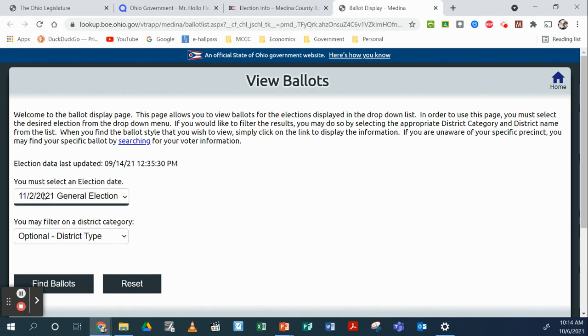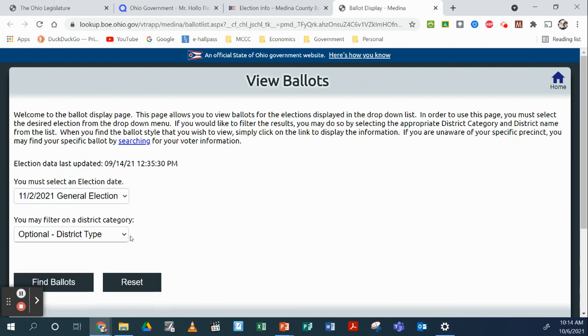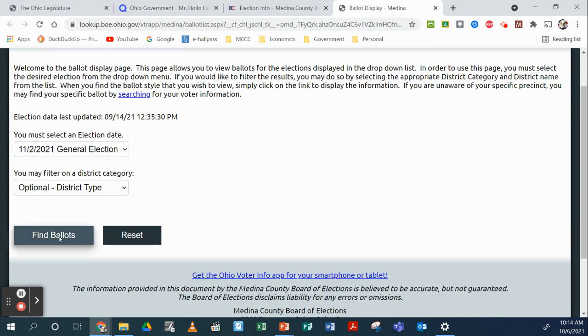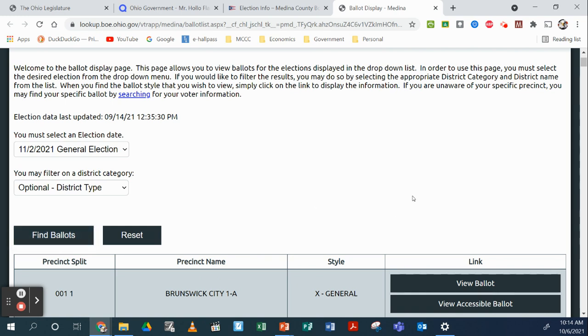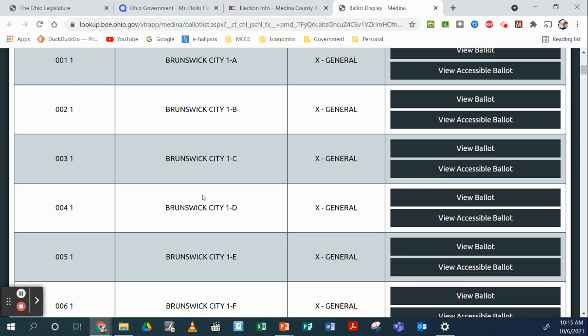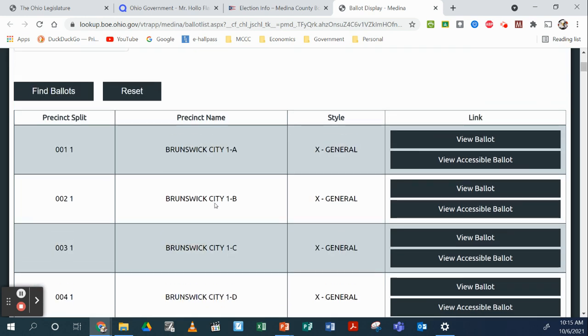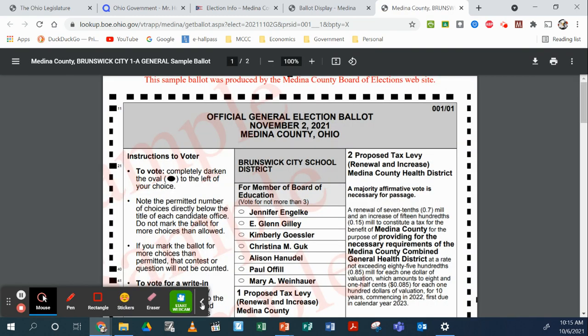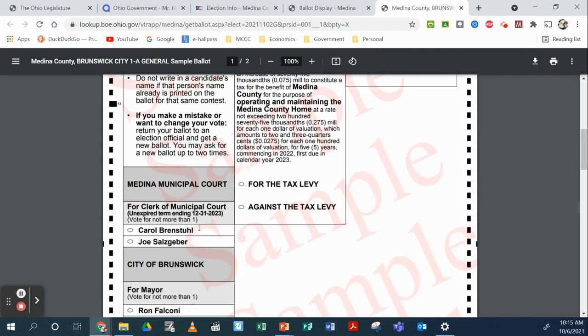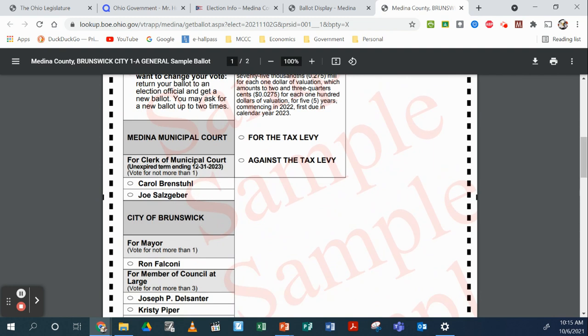So there's an election on the 2nd of November. You can look at it from different levels, but we're going to leave it. And then this is actually going to find us all of Medina County. So here's Brunswick. All right. So if I come up here, I'm curious because I tried to find one last class to see if they had it on there. So come down here. There's your mayor. Oh, sorry, municipal court. My bad.